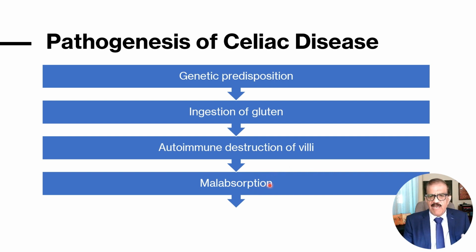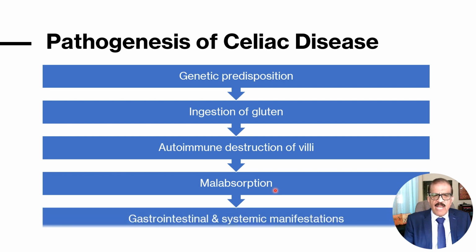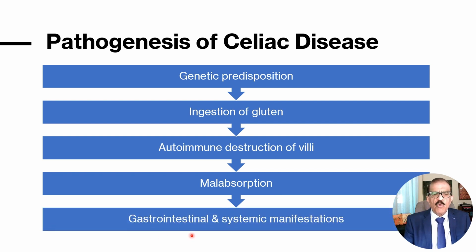So this would cause malabsorption. Malabsorption will manifest in localized gastrointestinal symptoms. Of course, if the nutrients are not absorbed in the small intestine, like fats are not absorbed, proteins are not absorbed, carbohydrates are not absorbed, they will pass on to the colon unabsorbed, and that will cause fermentation, that will lead to bacterial overgrowth, and that will also cause flatulence, gas formation. So all the gastrointestinal symptoms, bloating, diarrhea, abdominal pain will be caused.